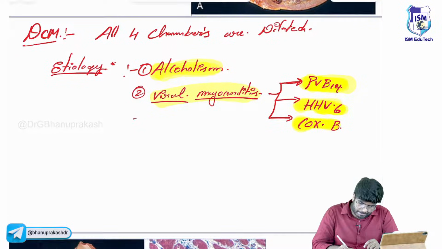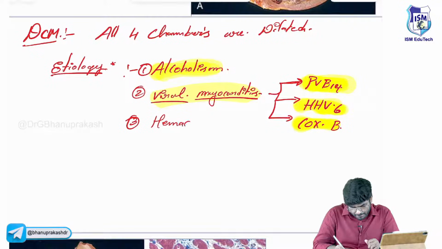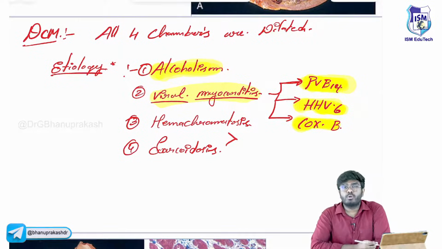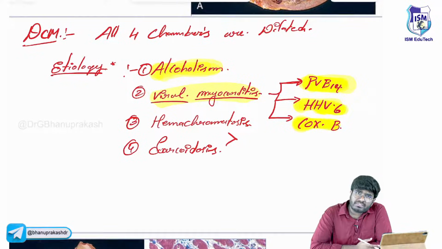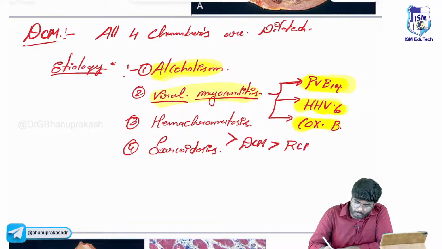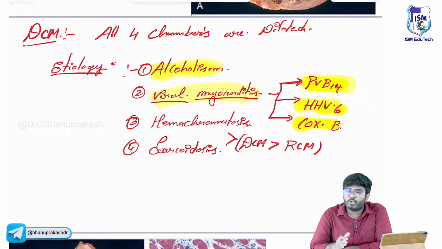Next, apart from that, hemochromatosis, sarcoidosis. See, both these conditions, hemochromatosis and sarcoidosis, can cause hypertrophic cardiomyopathy as well as dilated cardiomyopathy and restrictive cardiomyopathy. They can cause both. But dilated cardiomyopathy, DCM, is more common than restrictive cardiomyopathy, which we will discuss later.